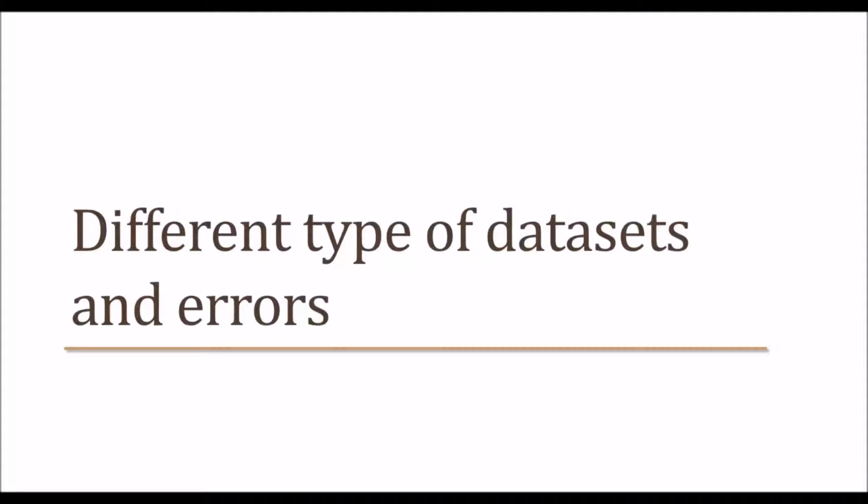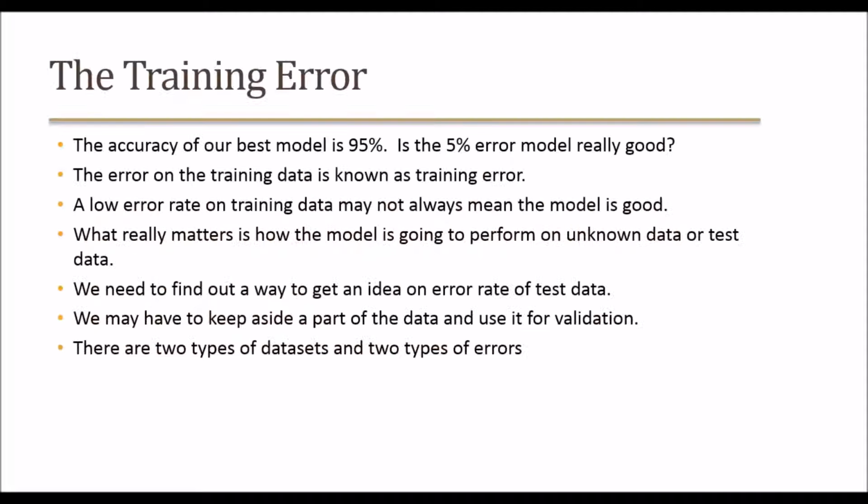In reality, there are two different types of data sets and two different types of errors when we look at it from a model building point of view. Till now, the input data for building the model is called the training data set, and the error that we have been calculating is the training error. So we have an accuracy for the best model of 95%, and an error of 5%. Now is that model really good? On the face of it, it looks like a really good model.